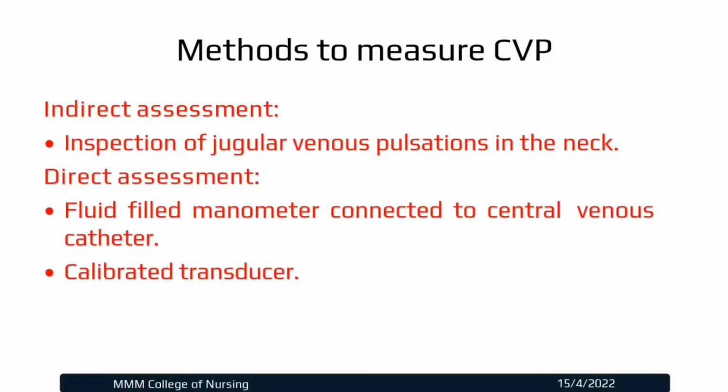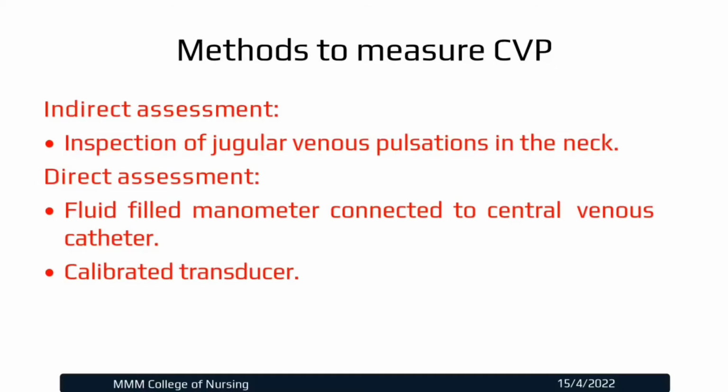Now coming to the central venous pressure monitoring. Now we will see what are the methods of measuring the central venous pressure. We have two assessments: one is indirect assessment and the other is direct assessment. Indirect assessment is the inspection of jugular venous pulsation in the neck, whereas the direct assessment uses a fluid filled manometer connected to the central venous catheter, which is a calibrated transducer.